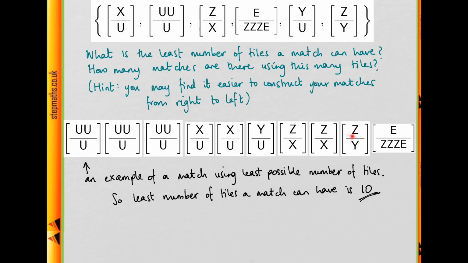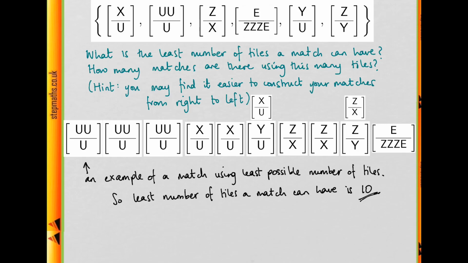We said we only needed 3 Z's on the top, so we had to use these 2 tiles. But it didn't matter which one of these I used and in which order. For example, if I'd chosen to use 3 of these, so if I'd replaced this Z over Y with this Z over X, then that would still have worked. I just need to replace this tile with X over U. And that would still give us a match if we replace these 2 tiles with these 2.